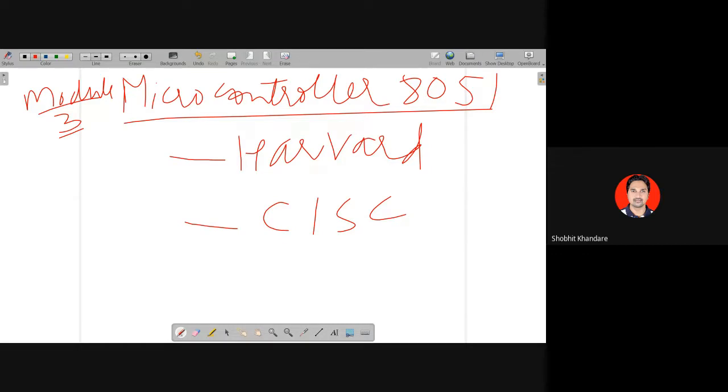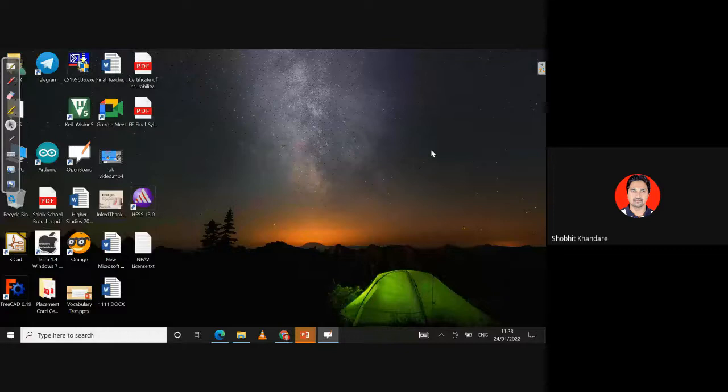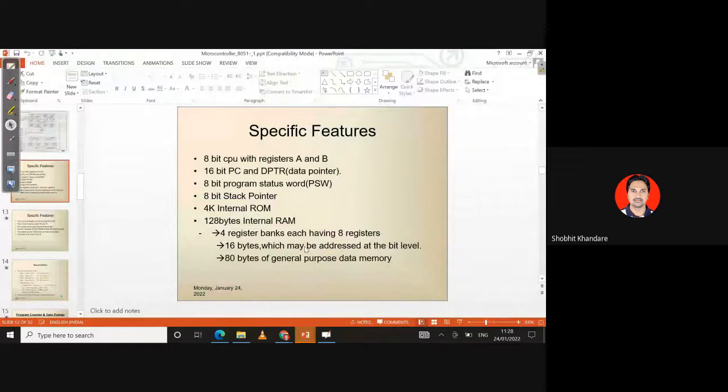We need to understand the features of 8051. We need to understand the block diagram of 8051. We should understand the pin configuration of 8051. We should understand the memory organization of 8051. So we will be starting our discussion with the microcontroller 8051 and its features. Features are very important. Once we understand the features, then we can proceed to understand the block diagram. So I'll be sharing my PPT so that you will be able to see this, and we will start with the features.